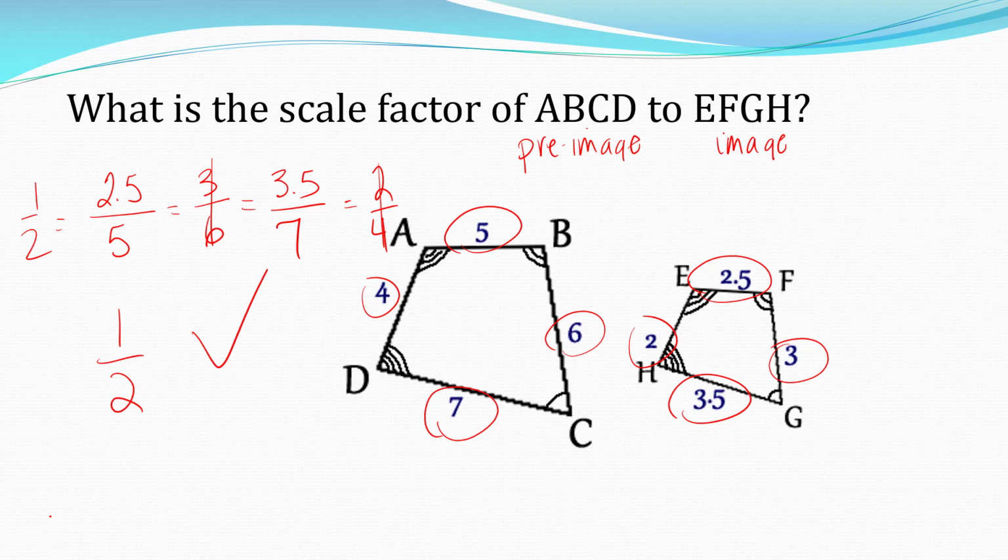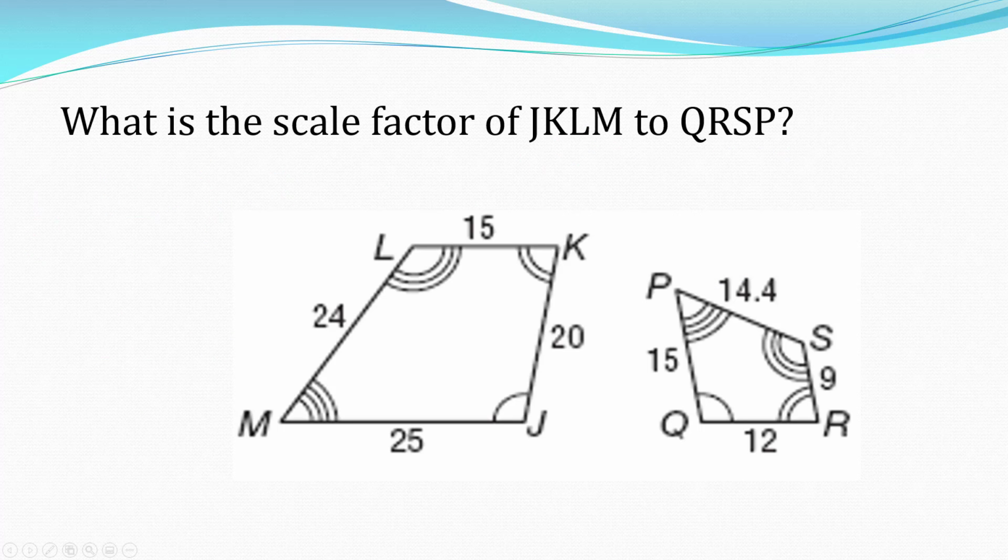And so what I can think about is the shape on the left, the ABCD, was multiplied by 1/2 to get the shape on the right. The pre-image was multiplied by the scale factor 1/2 to give you the image. Let's check this one out.